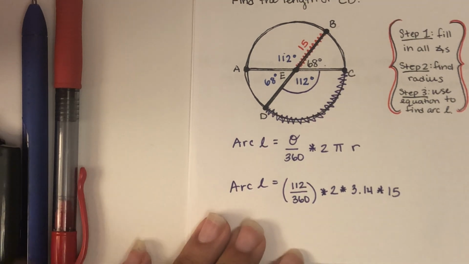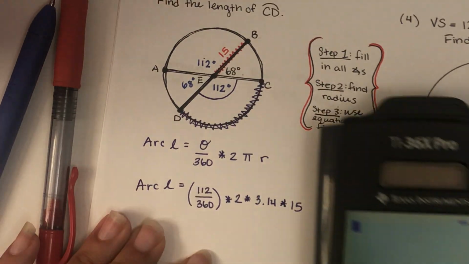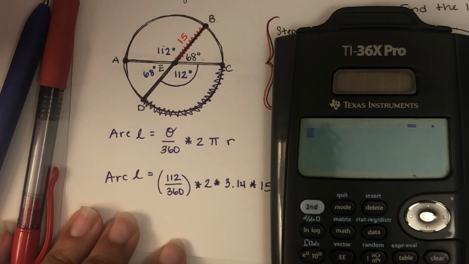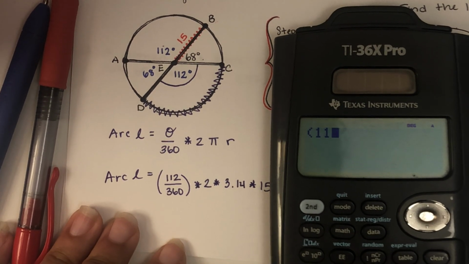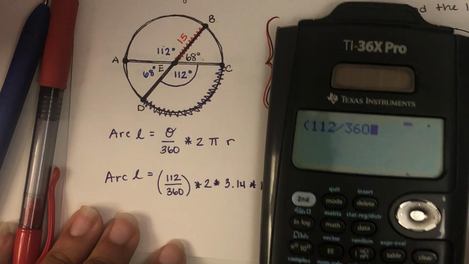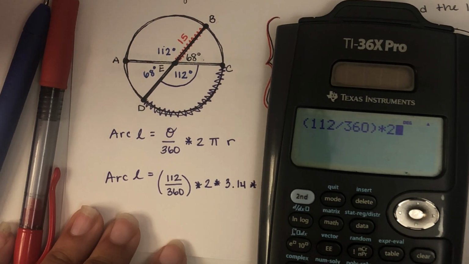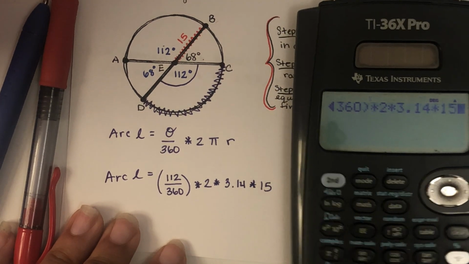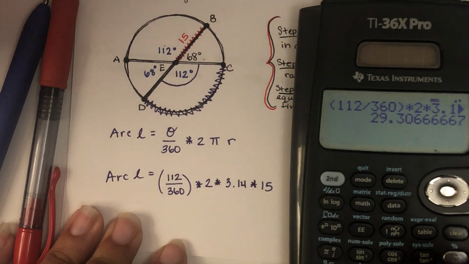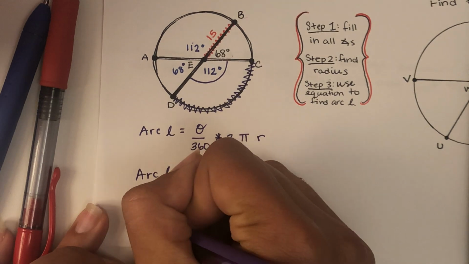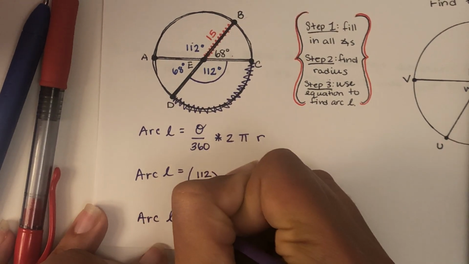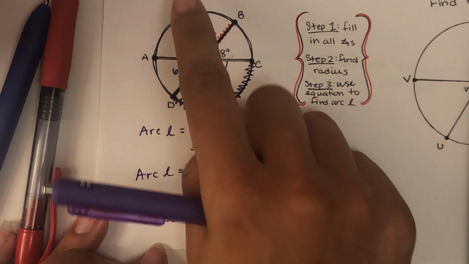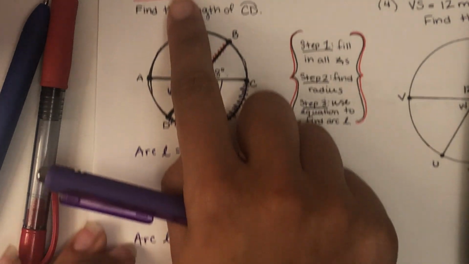All right, you should get your calculator out at this point. Parentheses, 112 divided by 360 times 2 times 3.14 times 15, 29.3. So the arc length is 29.3 centimeters.